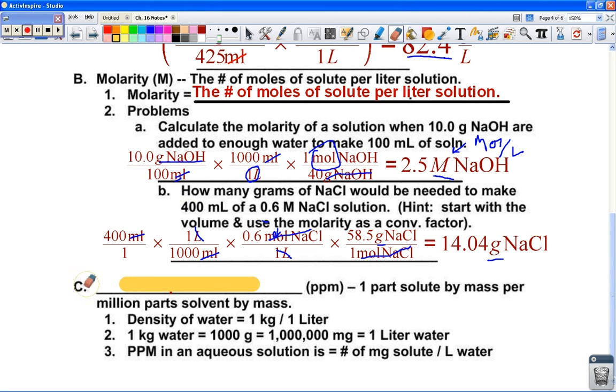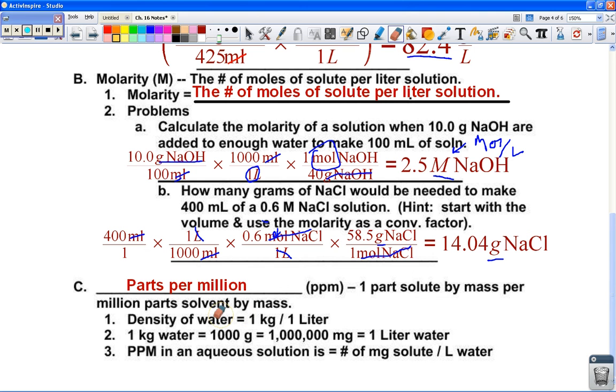Okay, so the next version we have, by the way, molarity is going to be the predominant concentration you are going to use. It's the most used when we're doing chemical equations, based on molarity. The next one we're going to do is parts per million. This one is ridiculously easy if we've got grams per liter. Once we have grams per liter, then we can convert to parts per million, and it's a piece of cake. Here's the idea. It's 1 part solute by mass per million parts of solvent by mass.